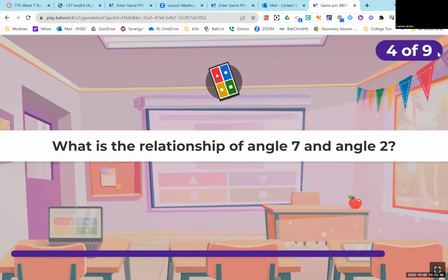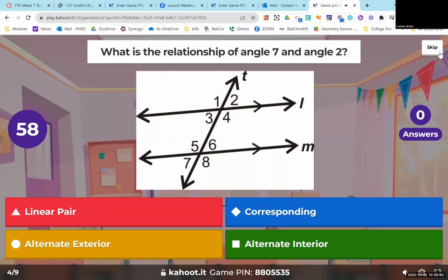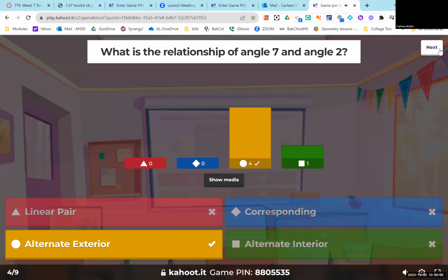2 and 7. 2 and 7. Answers are in. Answers are in. I swear, that's so confusing. 2 and 7. Alternate exterior. Yeah, be careful. It caught you. Alternate exterior. Forgot about that one, huh? Awesome job.